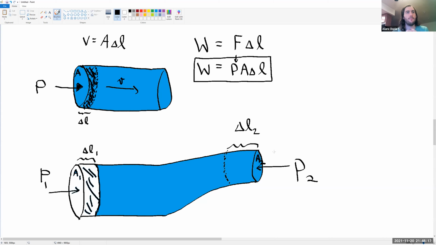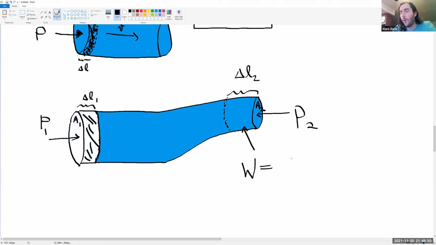And the amount of fluid that is in this section of pipe is the same as the amount of fluid that is in the first section of the pipe. So for this region here, the work done on this section of fluid is going to be, now with a minus sign, because the pressure is in the opposite direction here. P2 is against the flow of the fluid, whereas over here P1 is in the same direction as the flow of the fluid. So minus P2 A2 delta L2.